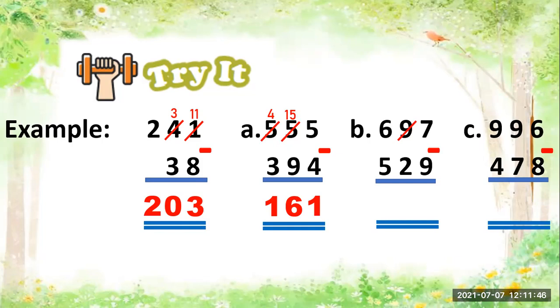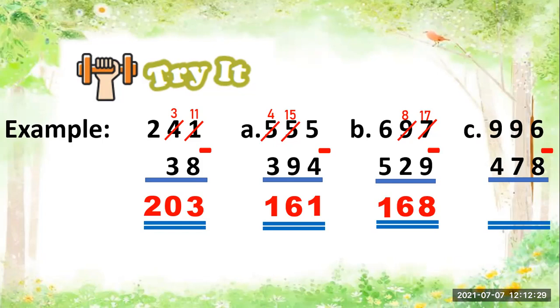697 minus 529. As you can see here, I cross out the number 9. We will rename this one, and 9 tens will become 8 tens, right? Because we cannot subtract 9 from 7. So here, we borrow 1 ten from 9 tens, and 9 tens become 8 tens. So the 7 ones will become 17 ones. And now 17 minus 9 is 8. And 8 minus 2 is 6. And 6 minus 5 is 1.